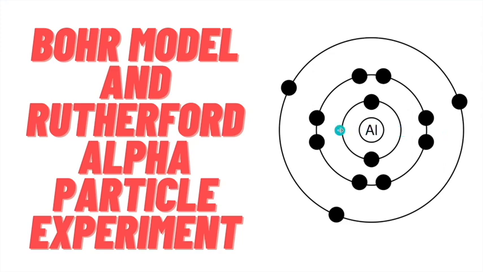Now, the Bohr model and the Rutherford alpha particle experiment. The Bohr model says that there is a nucleus at the center and electrons in circular orbits. Whereas we know now that electrons are not exactly in circular orbits; they are in the form of clouds and in the form of energies.